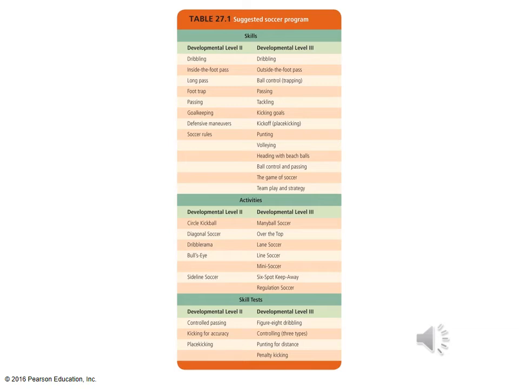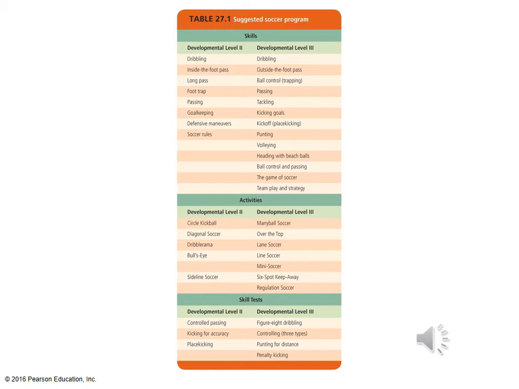For each sport chapter, they have a table like this one, in which the left side is for developmental level 2, and the right side is for developmental level 3. And as you see here, the skills that should be taught in developmental level 2 are dribbling, inside the foot pass, long pass, foot trap, passing, goalkeeping, defensive moves, and soccer rules. The activities you can teach for soccer: circle kickball, diagonal soccer, dribble rammer, bullseye, sideline soccer. These are all in the book. And then for the skills test, controlled passing, kicking for accuracy, and place kicking.